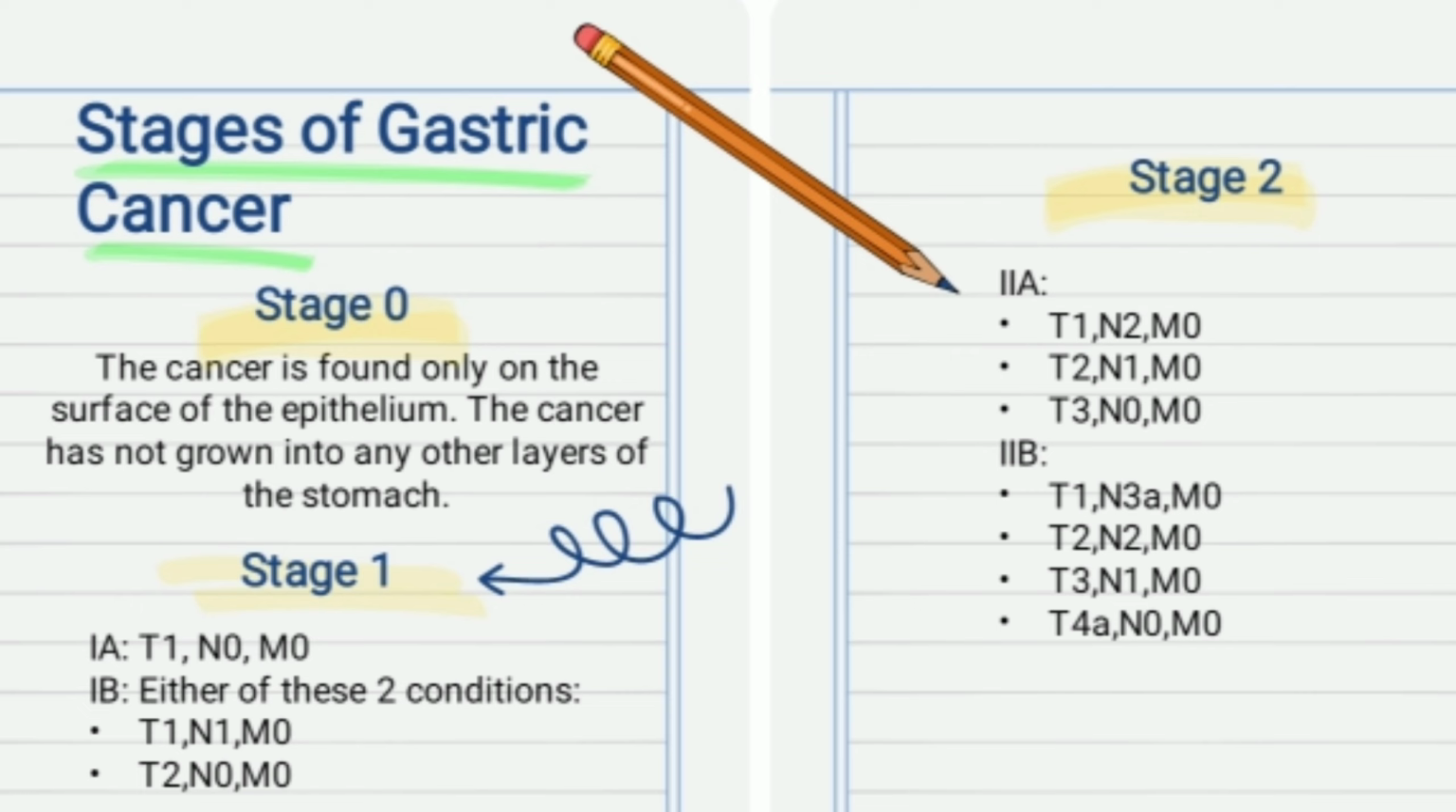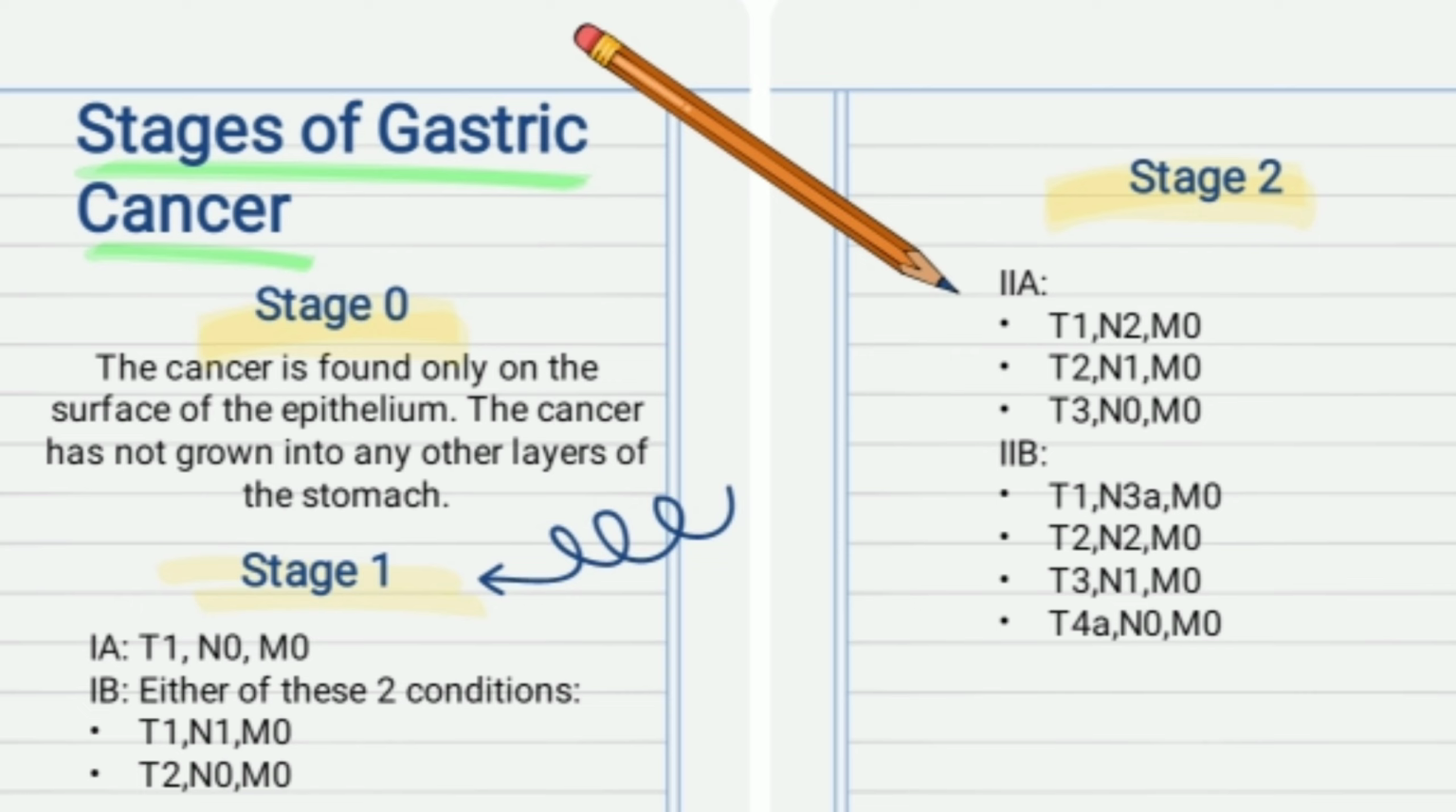And lastly, the T3N0M0, meaning the cancer has grown through all the layers of the muscle into the connective tissue outside the stomach. And it has not grown into the peritoneal lining or serosa or spread to any lymph nodes or surrounding organs. Stomach cancer is called stage 2B for any of these conditions.